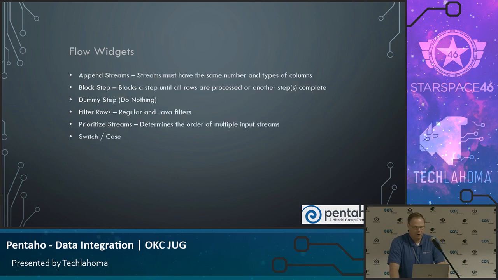There are a number of flow widgets, so you can append streams. So a stream, like I said, is just a stream of data that's flowing from transformation to transformation. You can have multiple streams flowing into the append streams, and it will append them all together and then continue them on in one complete stream. In order to do that, you have to have the same number of types and columns to be able to append the streams.